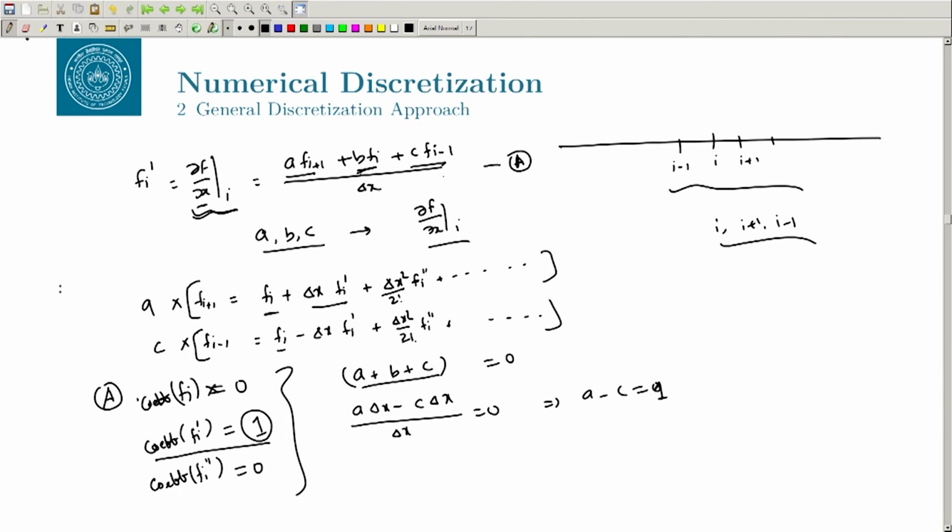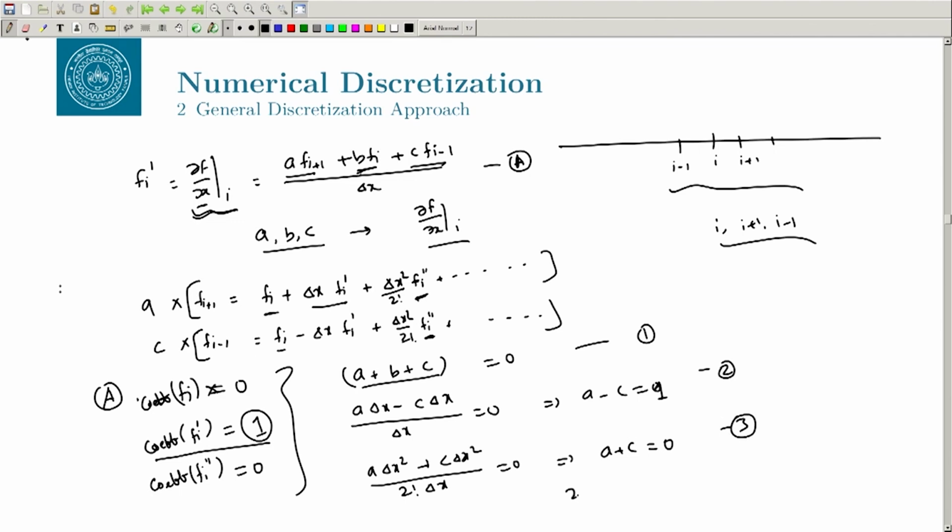And the third term is the coefficient of f''(i), which we are approximating. That will become A delta x square by factorial 2 plus C delta x square by factorial 2, into delta x, is equal to 0. You can ignore the delta x and factorial 2, which gives A plus C is equal to 0. This is equation 1, 2 and 3. You have 3 equations and 3 variables A, B and C, and you can easily calculate that.